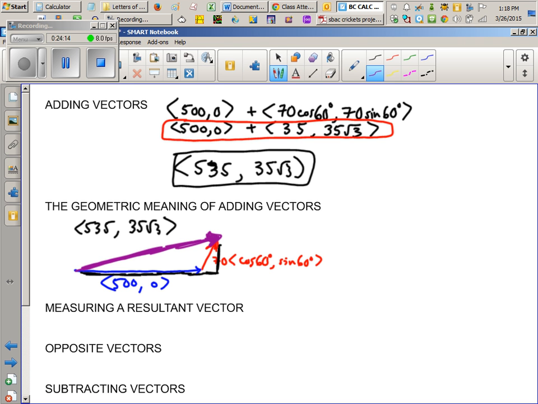This thing is called the resultant vector, and we need to measure it. So that's my next little topic here. This is called the resultant. And to measure it, you just find its magnitude. Square root of 535 squared plus 35 root 3 squared. Let's do that real quick. So 535 squared plus 35 root 3 squared. Don't forget to square root, right?